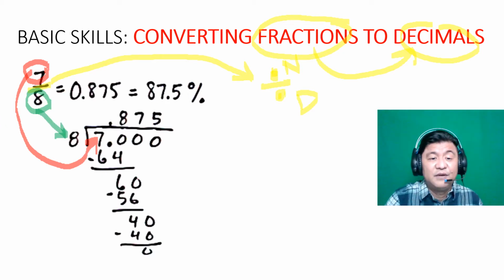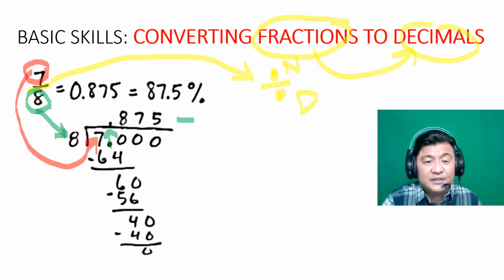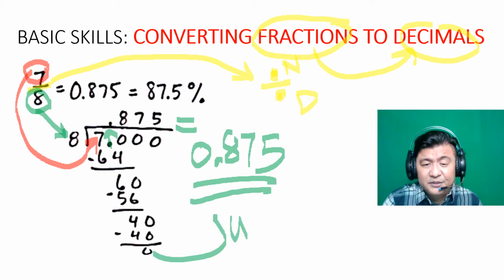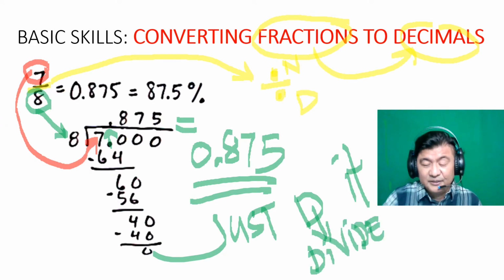It is important when you divide to put a decimal point up and divide as in ordinary division. But the answer is what? 0.875. Some people will read this as 875 thousandths. See, the fraction is now a decimal. The only thing you should remember is just D.I.T. Just do it? No. Just D.I.T. means just divide it. Divide it. All right. Top divided by the bottom.